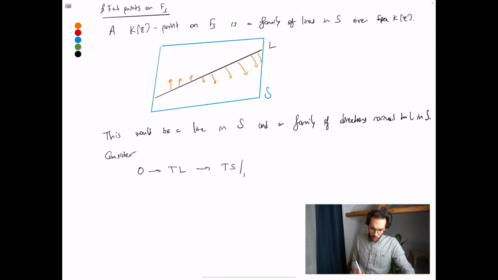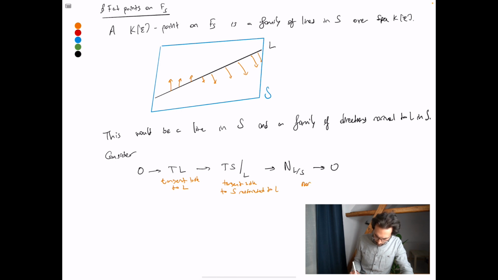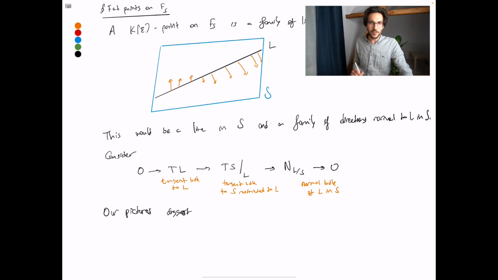I pull back or restrict this vector bundle to L so that I have an inclusion from the tangent bundle of L to the tangent bundle of S. And the quotient by definition is called the normal bundle. The pictures that we are drawing suggest that any infinitesimal deformation of the line inside of S should give me a global section of this normal bundle. And what our pictures suggest, or the conclusions that we are drawing from them, are in fact correct.